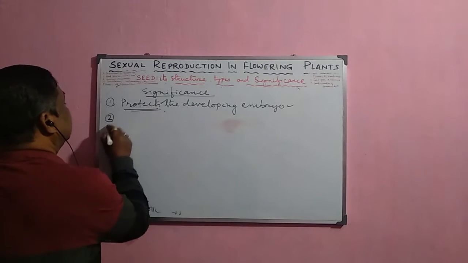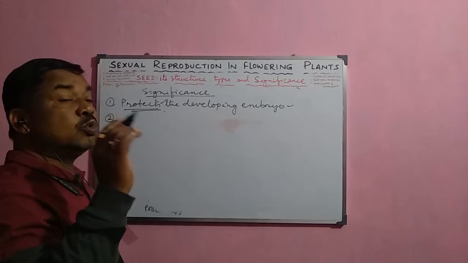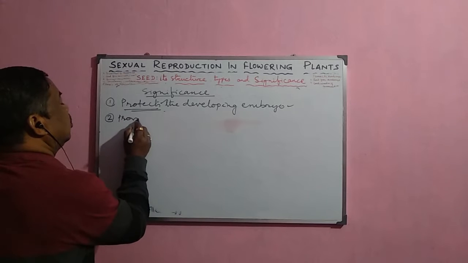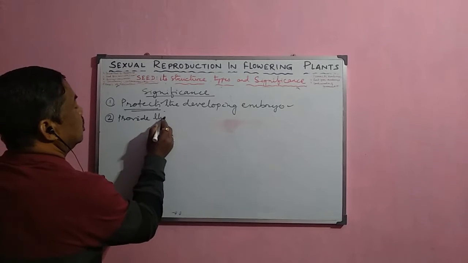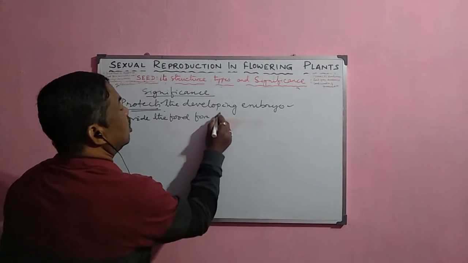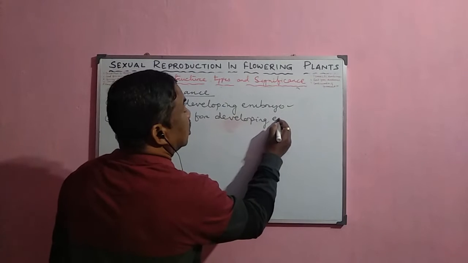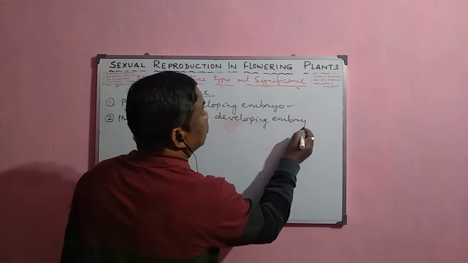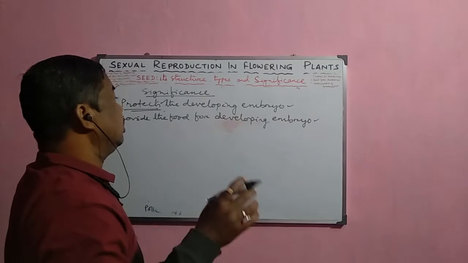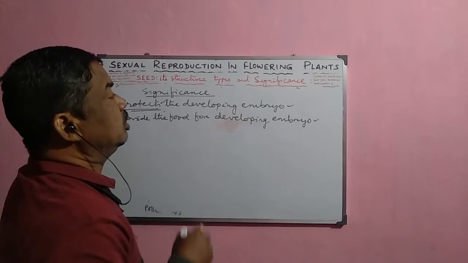The next important significance is that it provides food for the developing embryo. The developing embryo needs food for its development, and the food is supplied by the seed. So that is another important significance.